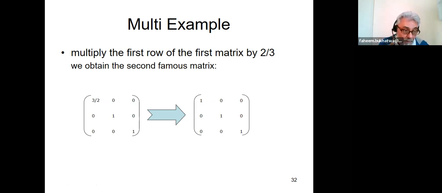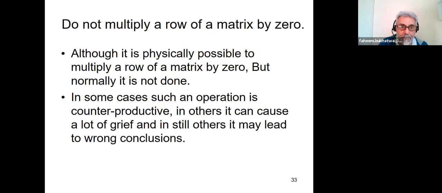So if I say change operation, that means pick any two rows and change them. Anyway, ultimately we want to reach the identity matrix. So if you can change any rows you like, that will help us, and we'll see later how it helps us reach the identity. Do not multiply a row of a matrix by 0. You're not allowed to multiply by 0. In some such operations, it can cause a lot of grief.